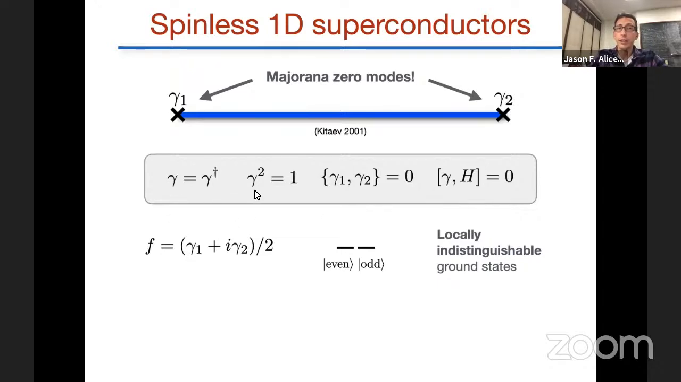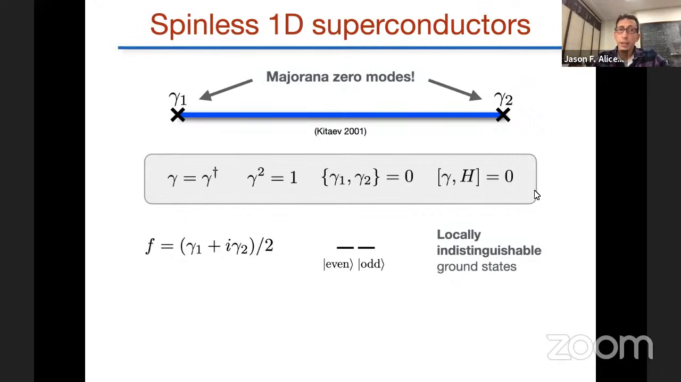So they're Hermitian, they square to 1, they have fermionic anti-commutation relations between each other, and importantly, those operators commute with the Hamiltonian. So in other words, when you act on a state with either gamma 1 or gamma 2, you get a state with the same energy. So these properties collectively imply that the system has a ground state degeneracy.